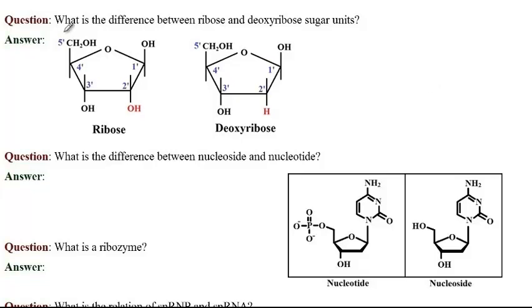So the first one was, what is the difference between ribose and deoxyribose sugar units? We already discussed that. Deoxyribose, which is from DNA, doesn't have OH on its second carbon, while ribose actually has an OH group. So remember, ribose was for RNA and deoxyribose was the building sugar structure of DNA.